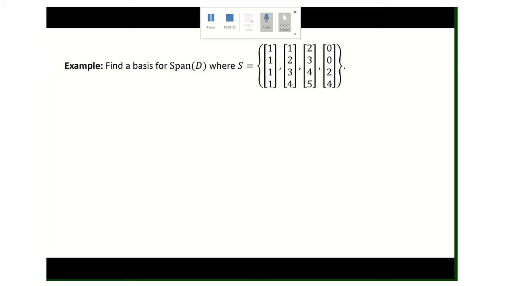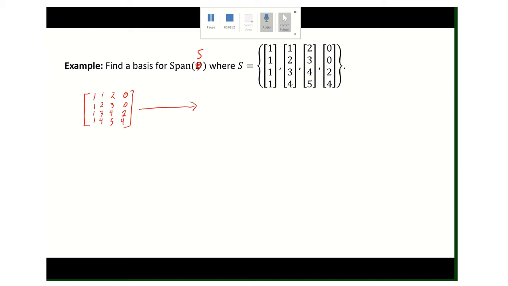So another example. Find a basis for the span of, that says D, it should say S, for the span of S where S equals those vectors. So our theorem says if we want to find a basis, we know there's a basis in here. We just have to get rid of the right vectors, and we do that by row reducing. So if we want to find a basis, we put them all one after the other into one big matrix, and then we just start to row reduce.